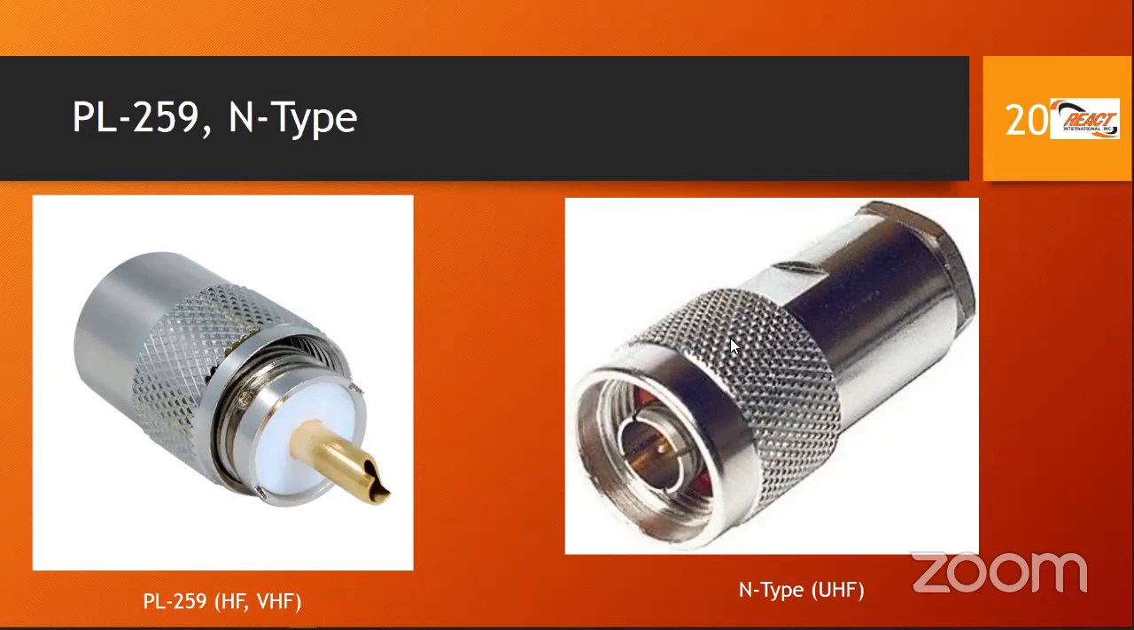These connectors are a bit more expensive than the PL259s. But you can certainly use the N-type connector on HF. No harm there really. It's low loss and it will work really well. But we're talking about optimizing, and therefore the PL259 for HF and VHF and the N-type for UHF. At least that's what your exam questions will be based on.